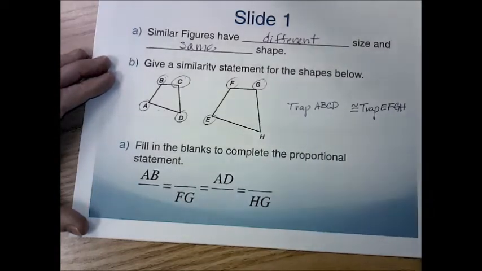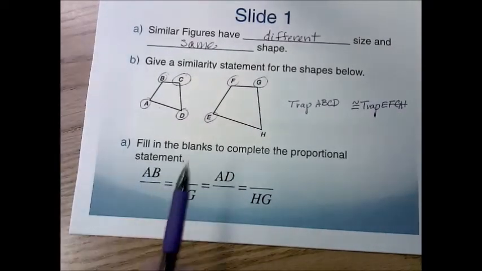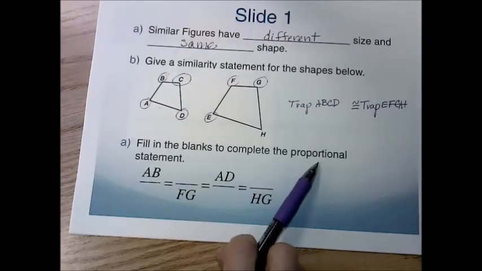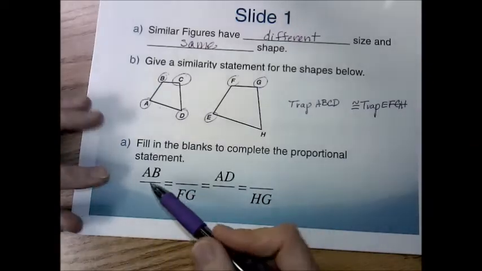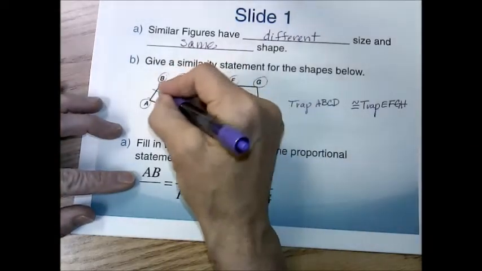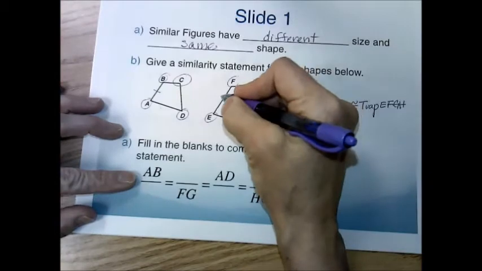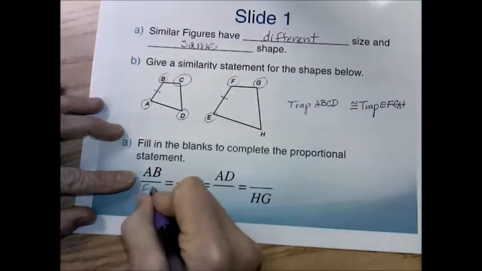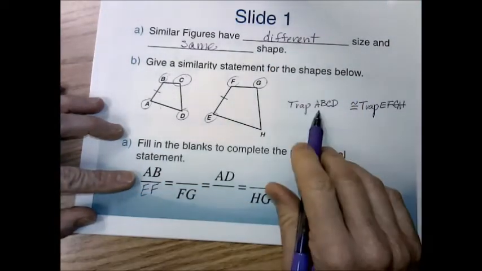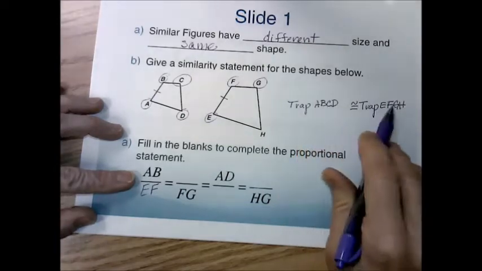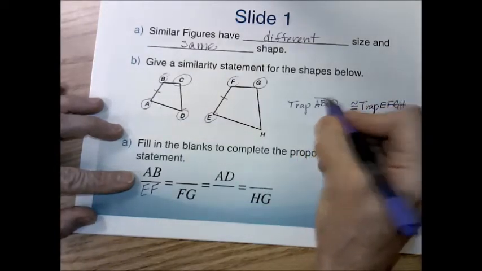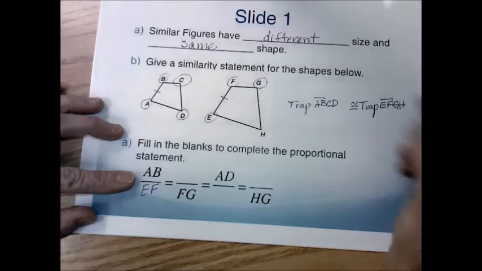There's your similarity statement. Letter A down here, it says fill in the blanks to complete the proportional statement. So segment AB here would correspond to EF. So EF should go down here. We could also go back to our similarity statement here, and we see that AB corresponds to EF.